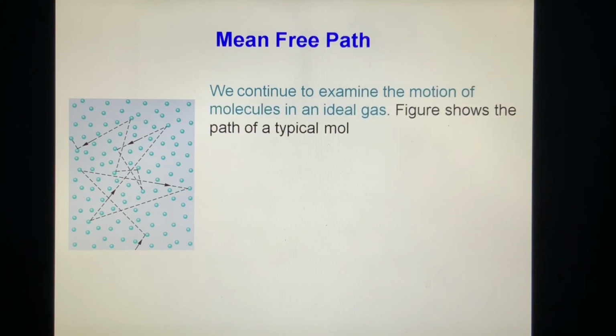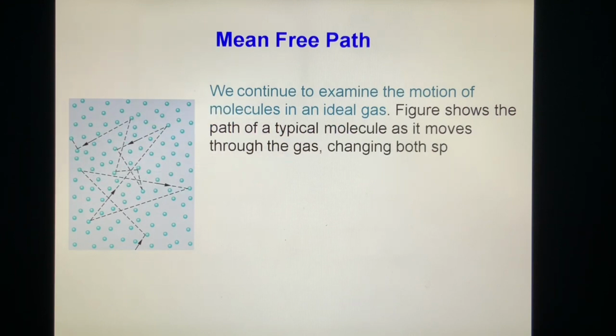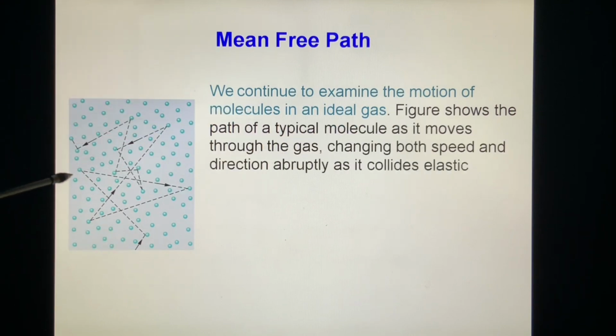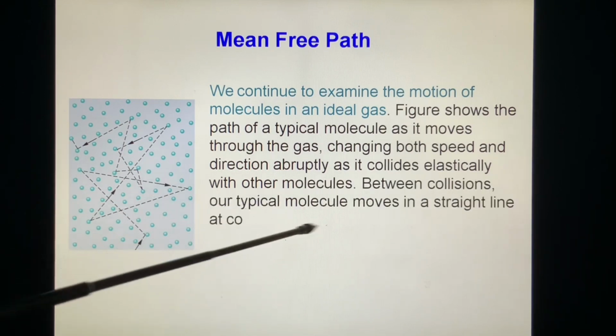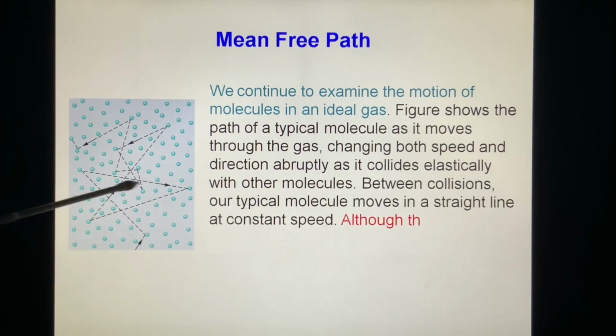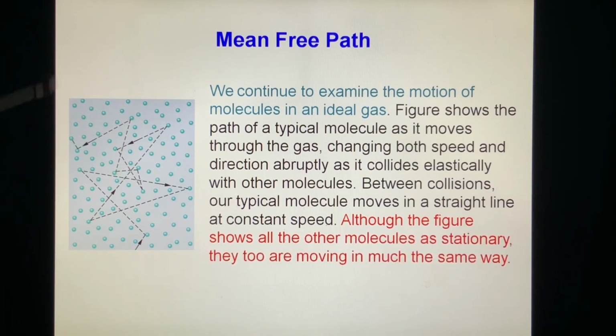This figure shows the path of a typical molecule as it moves through the gas, changing both speed and direction abruptly as it collides elastically with other molecules. Between collisions, our typical molecule moves in a straight line at a constant speed. Although the figure shows all other molecules as stationary, they are moving in much the same way.